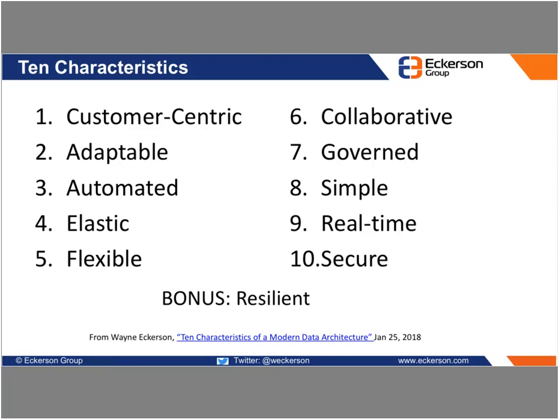Number 10, secure. This goes without saying. We need to have not only strong permissioning, but strong authentication. Data should be encrypted. And with the advent of GDPR and other privacy regulations, we need a way to identify personally identifiable information, mask that data, and track where it is in our environment using data catalogs, lineage, and other tracking tools.